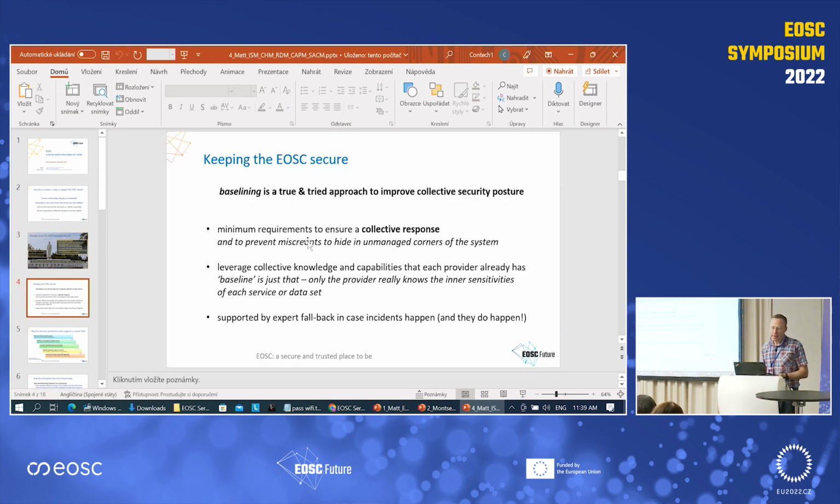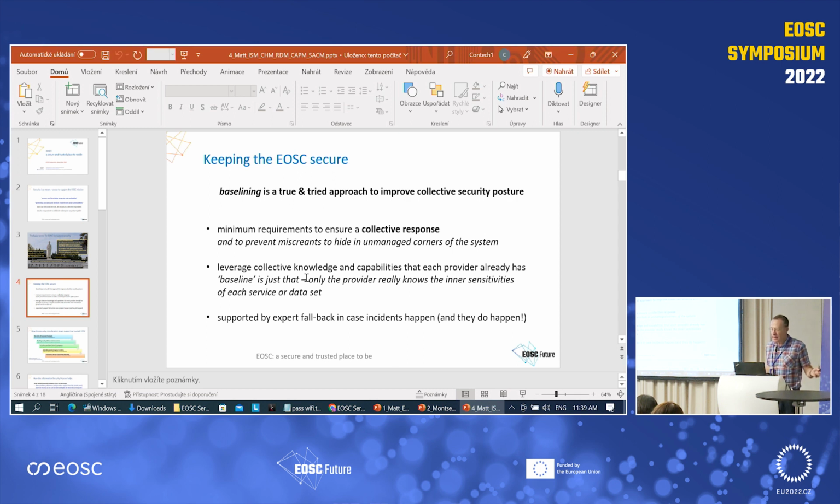So how do we keep the EOSC secure? Well, we use the concept of baselining, these minimum requirements, and it's a tried and true approach to improve collective security posture. It's used in many federated environments, and it ensures a collective response to prevent the baddies, the miscreants, from hiding in unmanaged corners of the system.